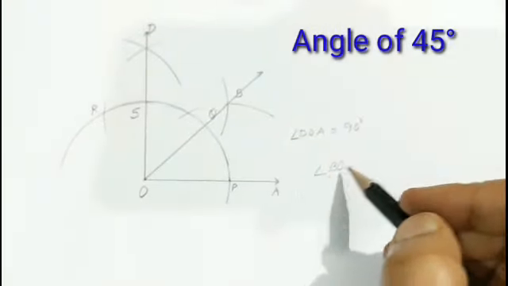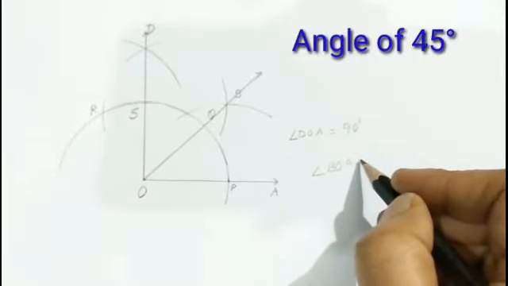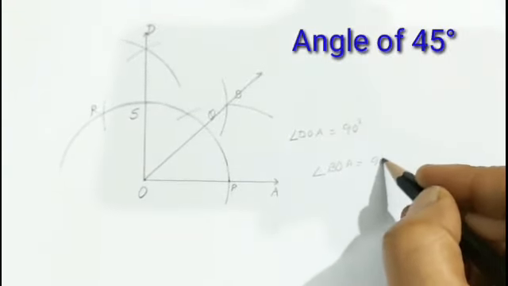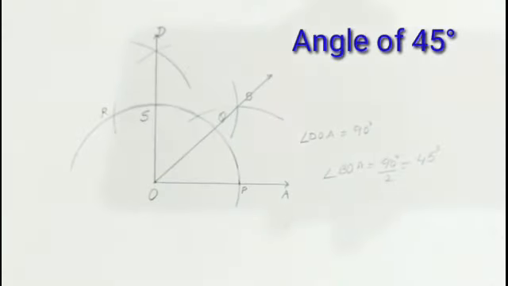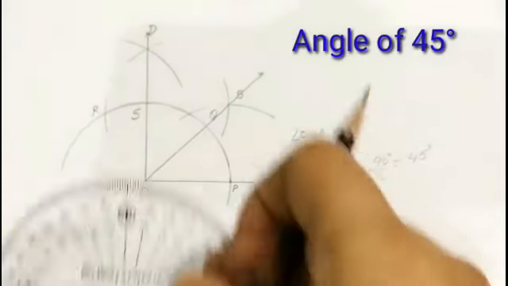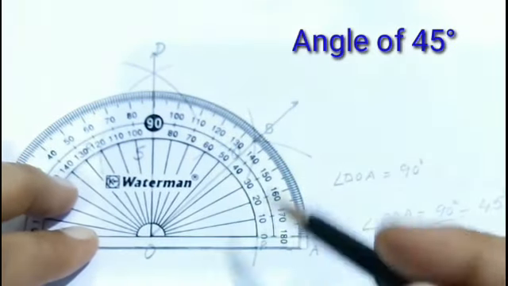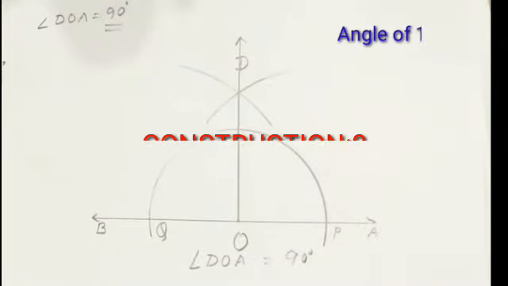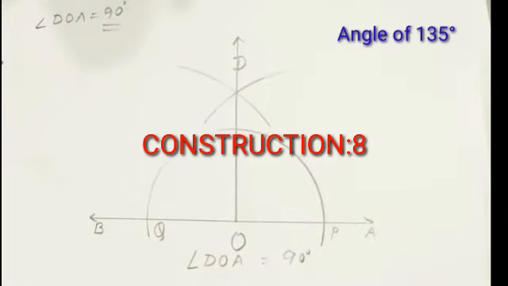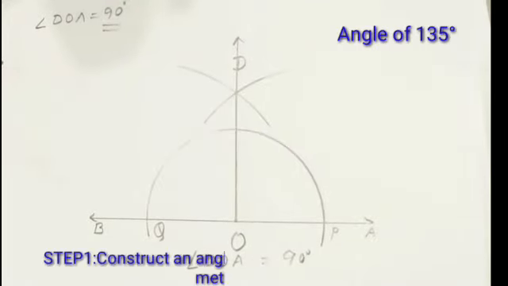Hence angle BOA equals half of 90 degrees, equals 45 degrees. Let's verify. Hence verified.